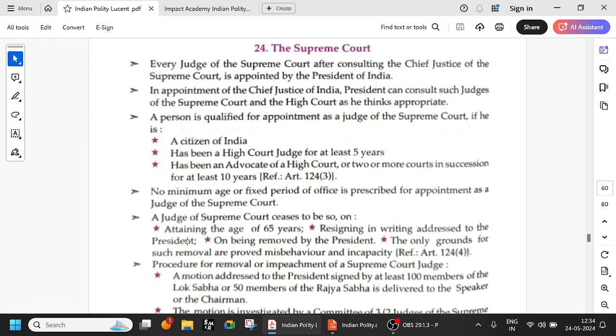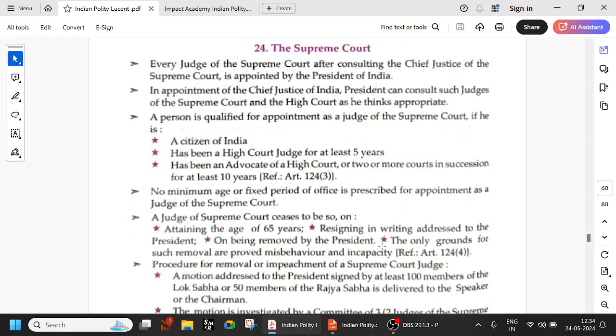If the President wants to resign, he has to address the Vice President, and because the President is the appointing authority for the Supreme Court judges, they address the President. Resigning in writing addressed to the President. Here in the question they might ask resigning in writing addressed to the Chief Justice of India. That might seem like yes, maybe correct, right? But no. So try to remember all these things. Who gives the oath? Who appoints? Who resigns? While resigning, a Supreme Court judge has to address the President.